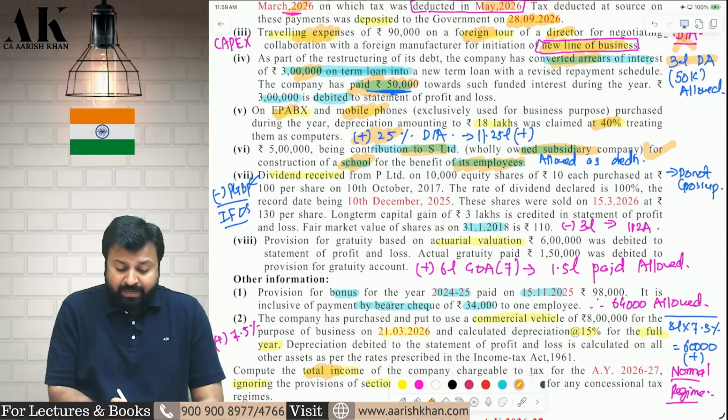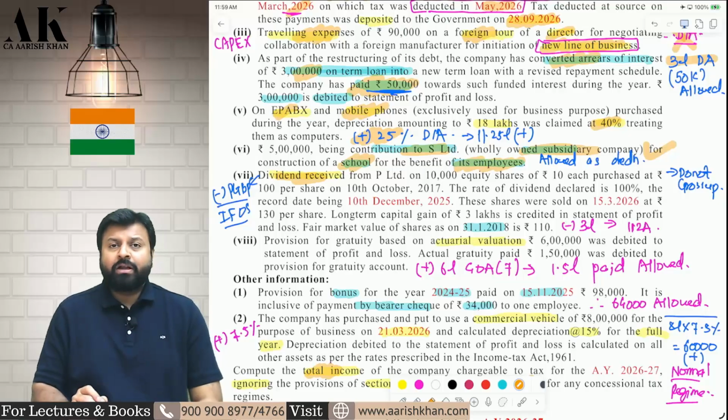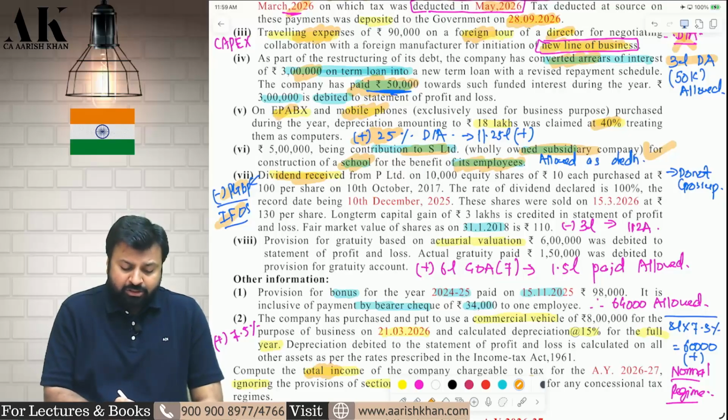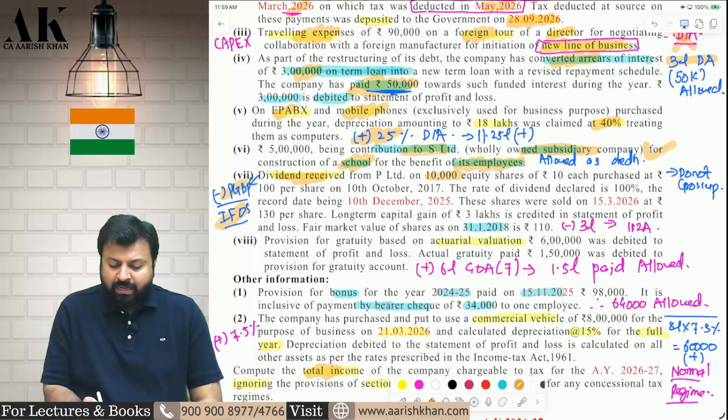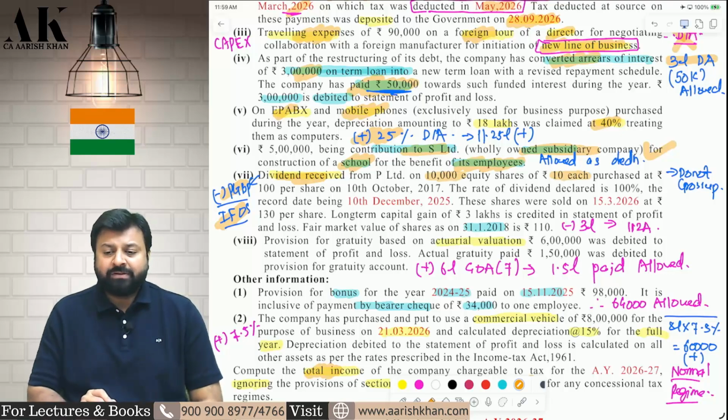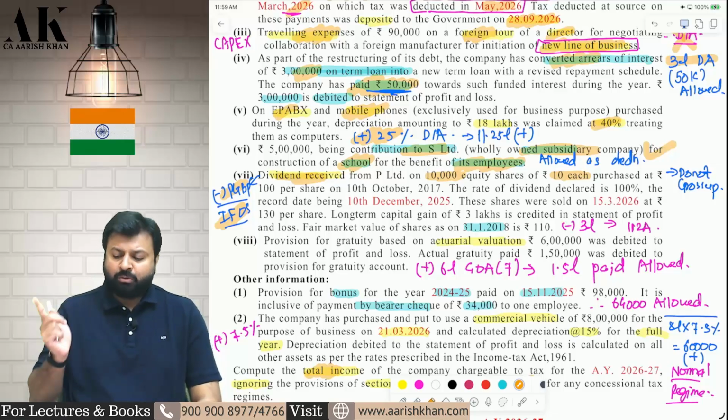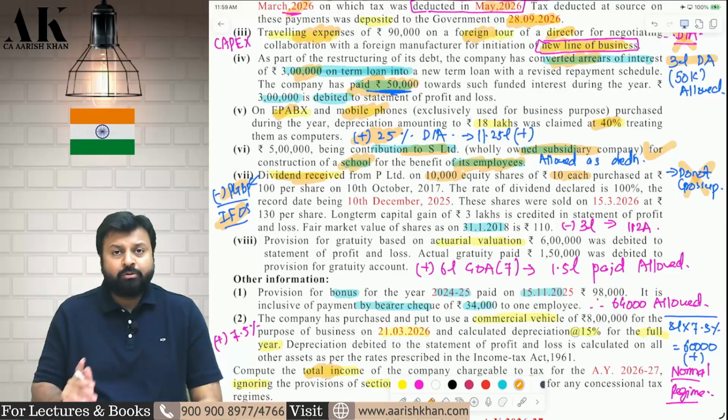Next one, dividend you are receiving from a company. So, whatever dividend you are receiving, reduce from here and show under PGBP. How much dividend are you receiving? 10,000 equity shares of 10 rupees each. Therefore, 1 lakh rupees dividend you are receiving, reduce from PGBP, show under IFOS. Okay, do not gross up, do not gross up.